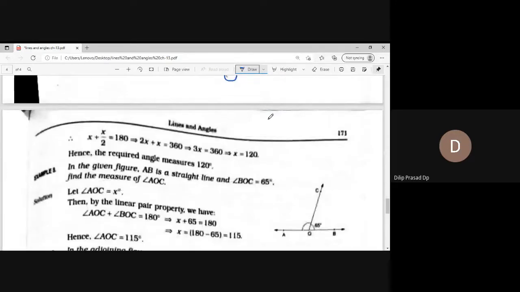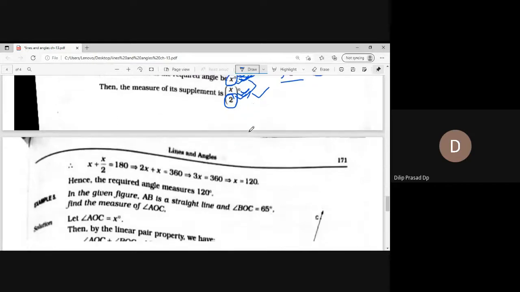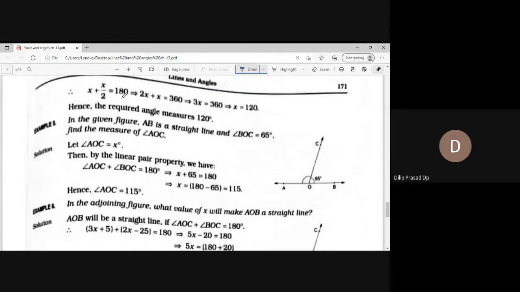Now come to this. We have got two angles. One angle is x degree, another angle is x by 2 degree. When we add these two angles, what will we get? We will get 180 degree, as it is said about the supplement angle. If it says complementary angle, then we will write 90 degree. Similarly, if it says find out the complement, you have to write 90 degree. Same process.